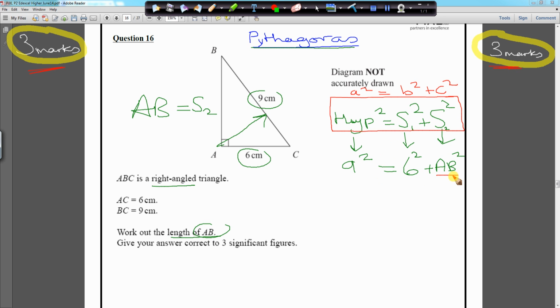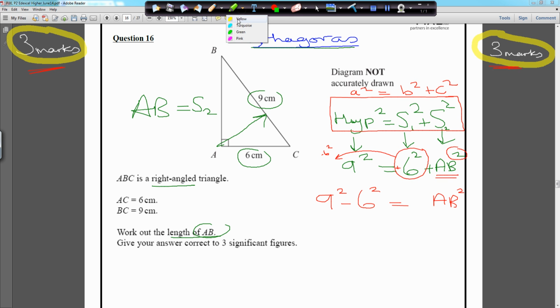Now, we've got to work out AB. AB is being squared. That's the first action. It's being added by 6 squared. Second action. So now when you solve it, move the last action first. Opposite of add 6 squared is minus 6 squared. So I'm going to rewrite it down here to make it a bit neater and clearer. 9 squared minus 6 squared is equal to AB, the side, which is squared.